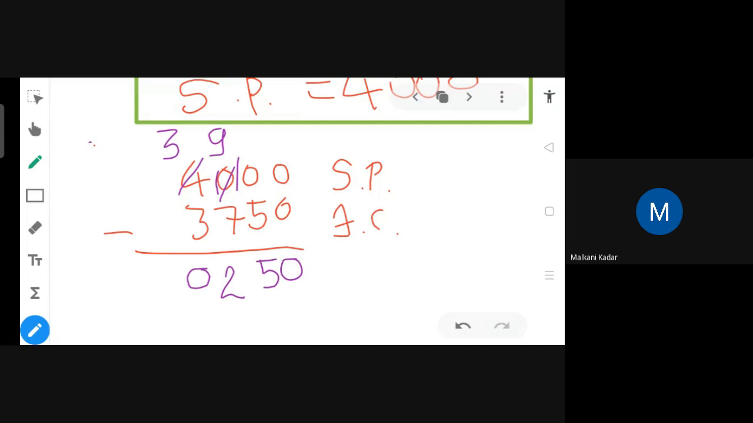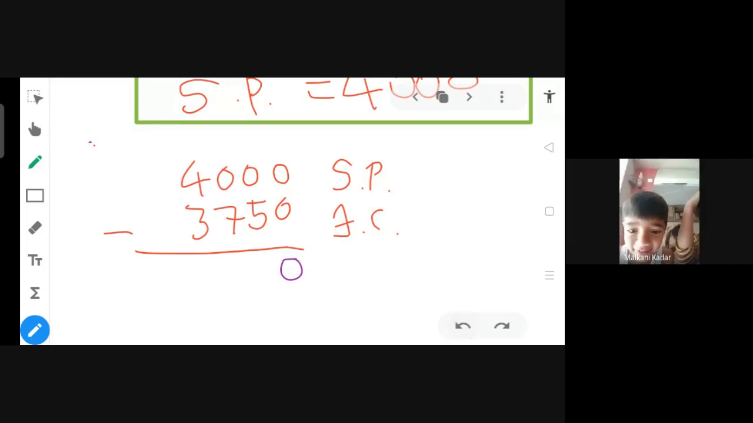Okay, good. So this is what we got, a profit, right? It means that furniture dealer got... 9 minus 7 is not 2, it is 3. What, ma'am, I can't understand it. Wait, the subtraction sum, no? Yes, ma'am.